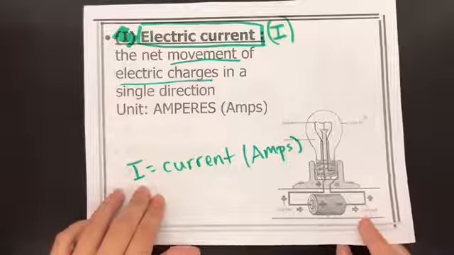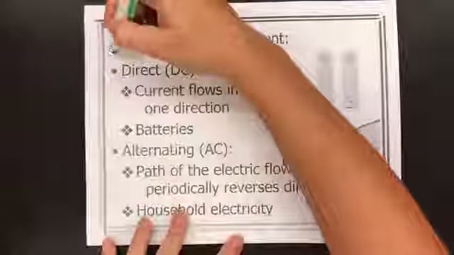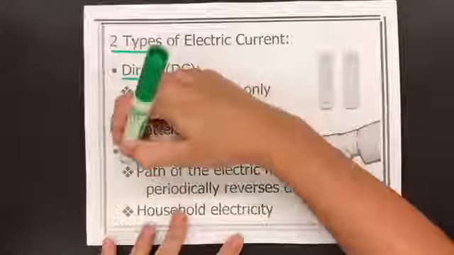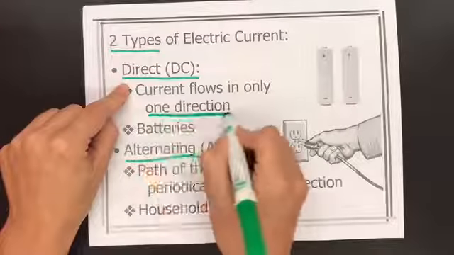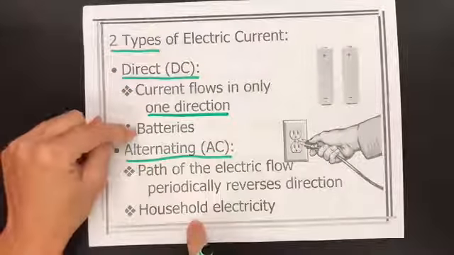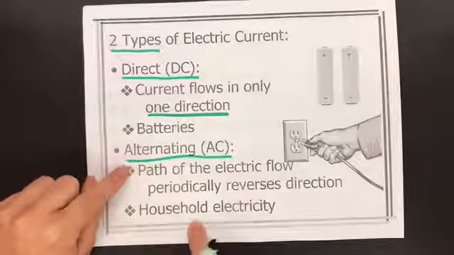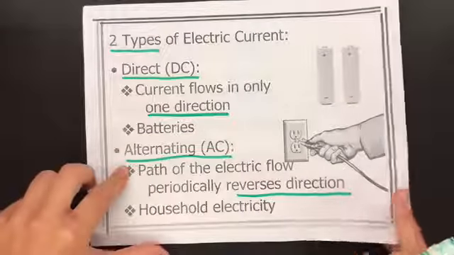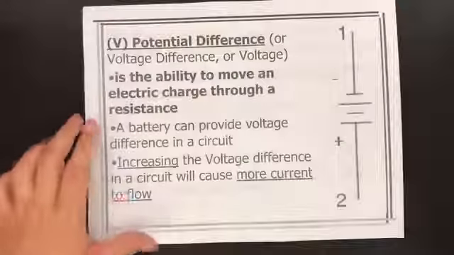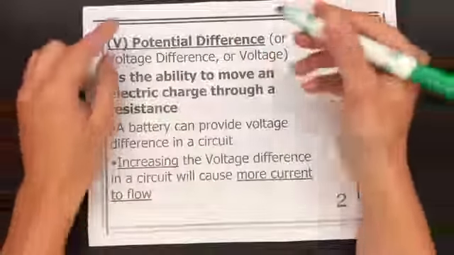Without current, we would not have electricity. There are two types: DC and AC. DC flows in one direction. An example of this is batteries. Alternating is AC, so it's exactly that. It reverses directions. This is what you use in your house, an outlet.